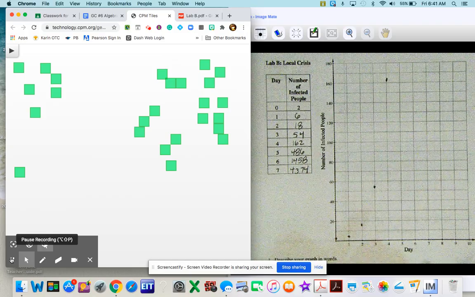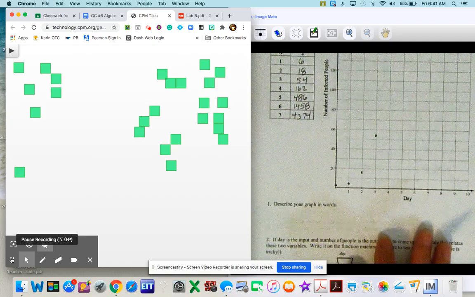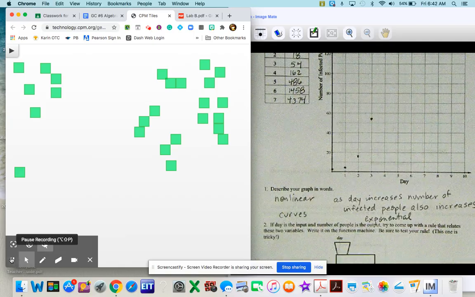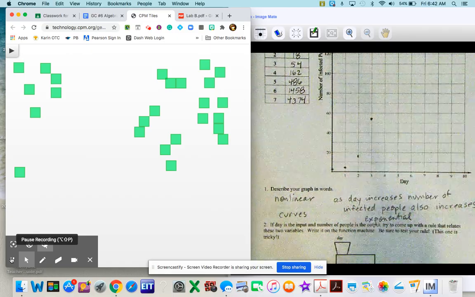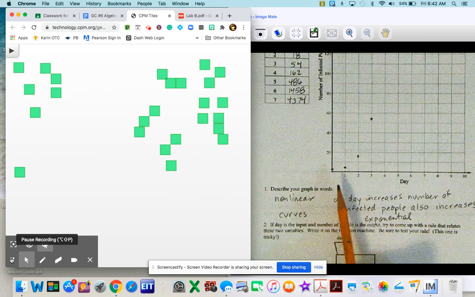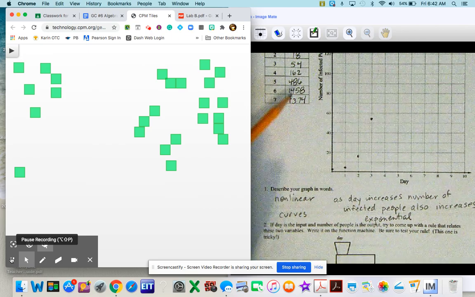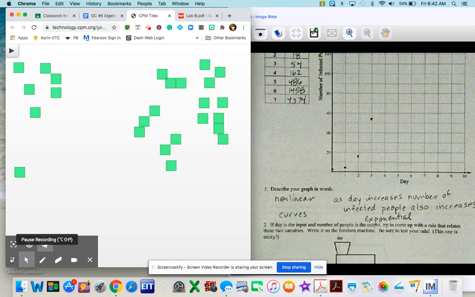So next, what I'd like you to do is to describe your graph in words. Okay, so some of the things you could have said maybe were that it was nonlinear. It looks like the dots have a curve to it. You could have said that as the day was increasing, the number of infected people is also increasing. If you were in Math 8 Honors last year, you might have heard that this term was exponential.